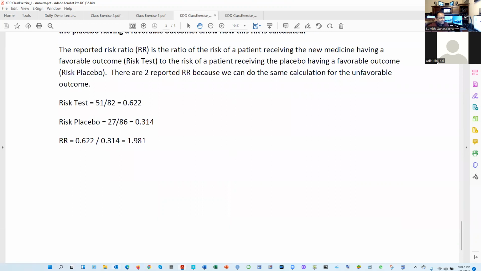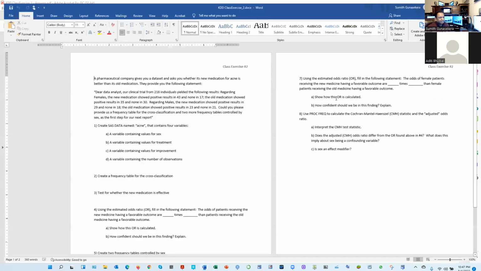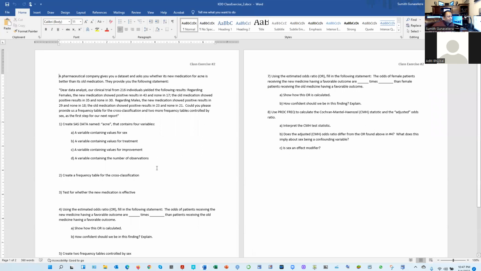Look at the second one, the second test. The pharmaceutical company gives you a data set and asks you whether its new medication for acne is better than its old medication. They provide you the following statement. Dear data analyst, our clinical trial from 2016 yielded the following results. Regarding the females, the new medication showed positive results in 43 and none in 17. The old medication showed positive results in 35 and none in 30.